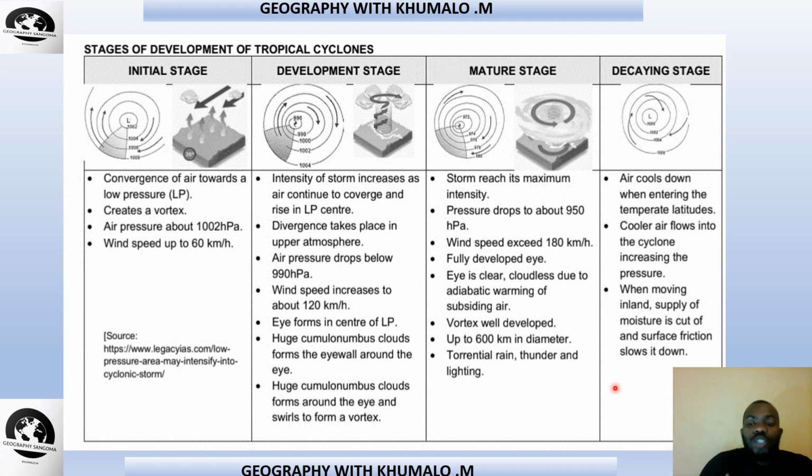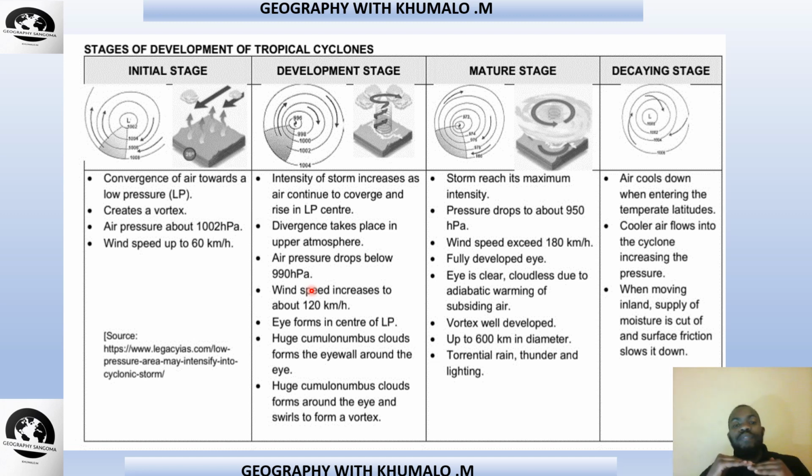Then the second stage, which is known as the development stage, grade 12: there is intensity of the storm. So now our storm starts to intensify, it becomes stronger, as the air continues to converge and rise in the low pressure center. There is divergence that takes place in the upper atmosphere. The air pressure drops below 990 hectopascals. So you can also track the air pressure at the center. So it is at 1,002 hectopascals in the initial stage.